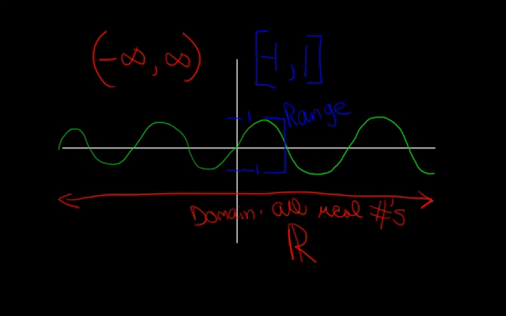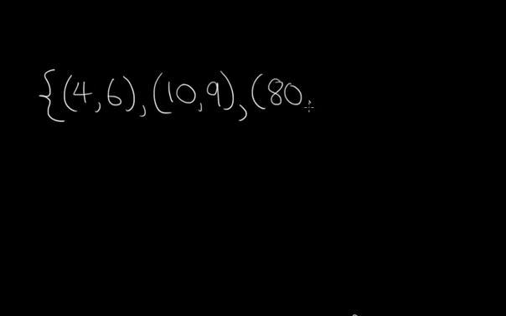And now let's do one with coordinate pairs. So let's say you're given this set: (4, 6), (10, 9), (80, -2), I don't know. What would the domain and what would the range be from what you can see right here?